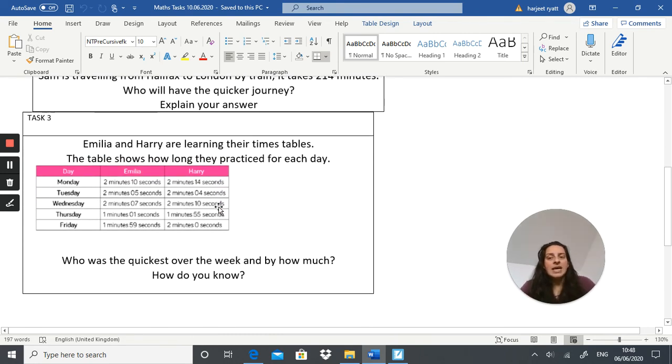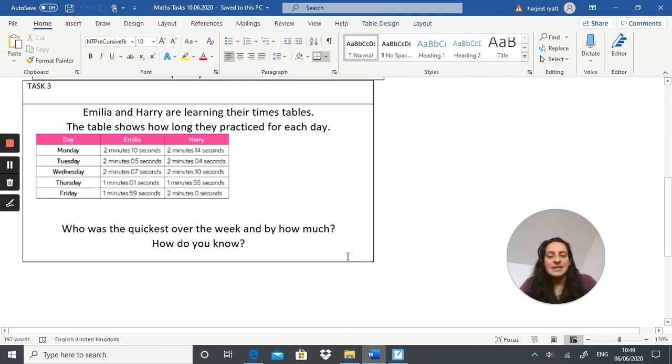Task 3, Amelia and Harry are practising their times tables. The table shows how long they practise for each day. And so here you have a day, Amelia and Harry and their various times. Who was the quickest over the week and by how much, and how do you know?